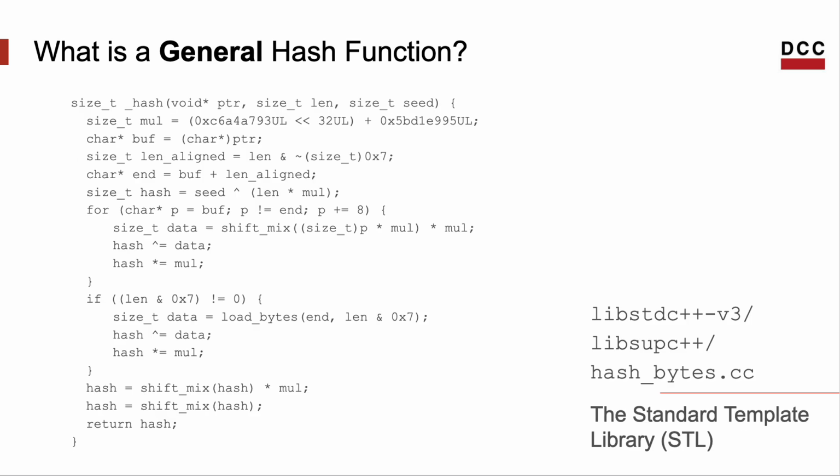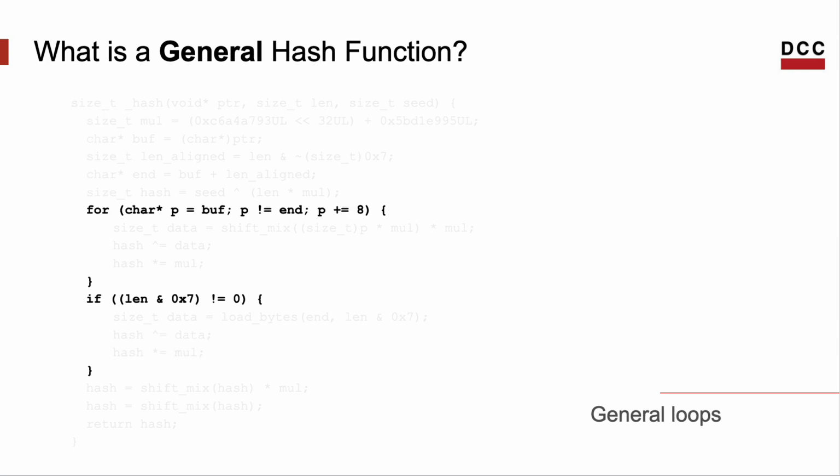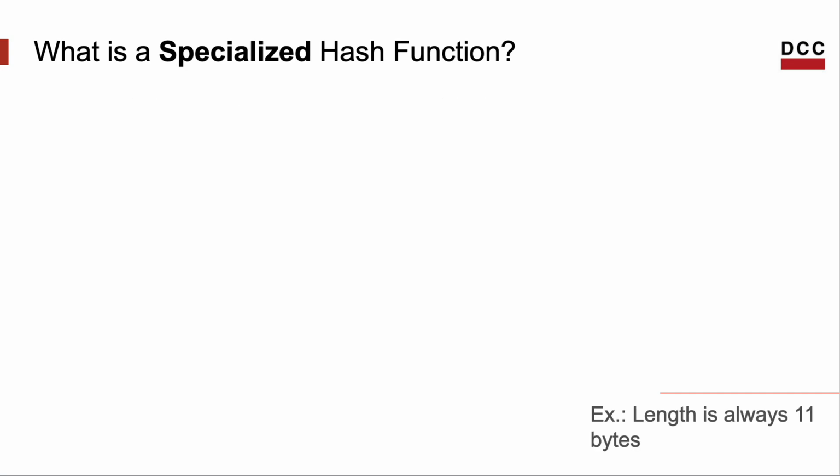So here we have a general hash function. This is an implementation that I took from STL. I changed it a little bit to make it easier to read, but it's pretty much this code. You see, it's general because we have general types, we have general operations that apply on those types. There's no inline assembly here, so it's not specific to any architecture. We have general loops, so we don't assume any length of key. So that's a general hash function.